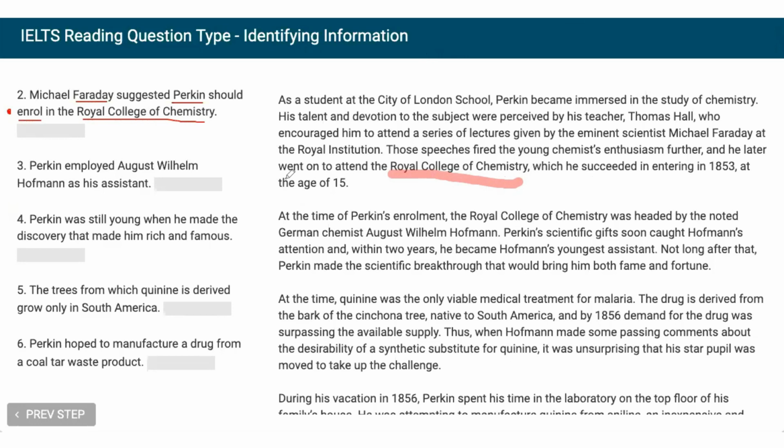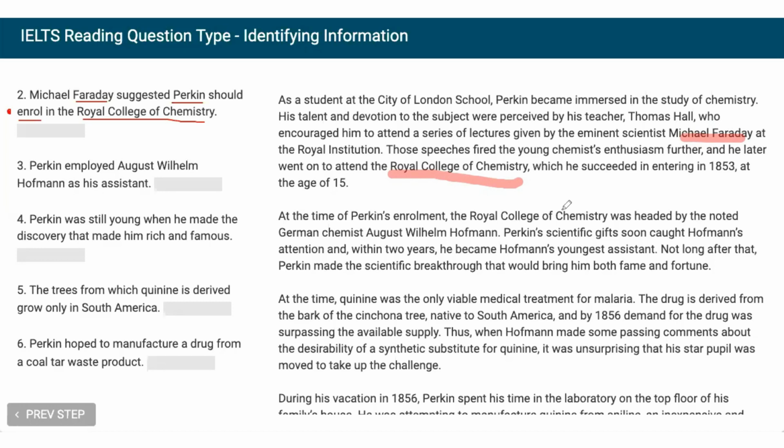And so let's go ahead and read. It says here, those speeches fired the young chemist's enthusiasm further, and he later went on to attend the Royal College of Chemistry, which he succeeded in entering in 1853. Then we have some more specific details. Now, it doesn't say that Michael Faraday up here suggested Perkin should enroll in the Royal College of Chemistry. It does mention him, but it doesn't connect these two thoughts.